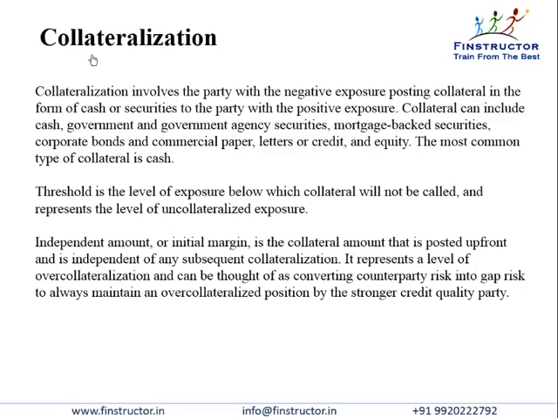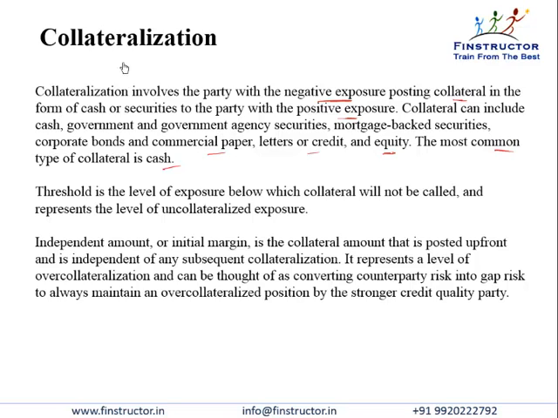So we'll now study collateralization in a little more detail. Collateralization involves the party with negative exposure posting collateral in the form of cash or securities or some other assets to the party with positive exposure. So it can include various assets, various securities, commercial papers, letters of credit, or even equity. The most common type of collateral generally is cash paid by the person who is in a loss to the person who is in a gain.